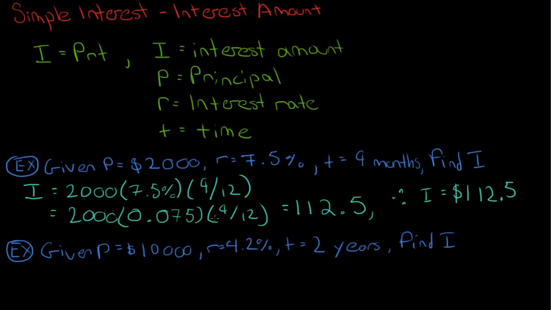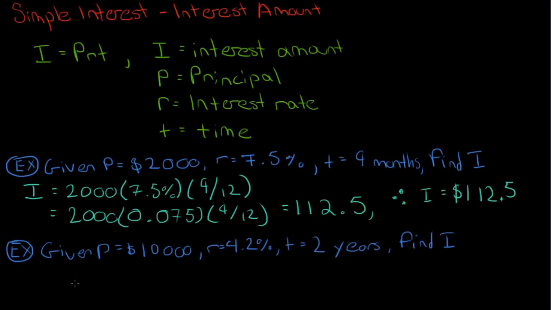Now, what does this 112.5 mean? Well, it means that over this amount of time, over 9 months, 9 months out of your year, with an interest rate of 7.5% per year and a principal, so the initial amount you invested of $2,000, you're going to make $112.5 more on this principal. That's the amount of interest you have earned.